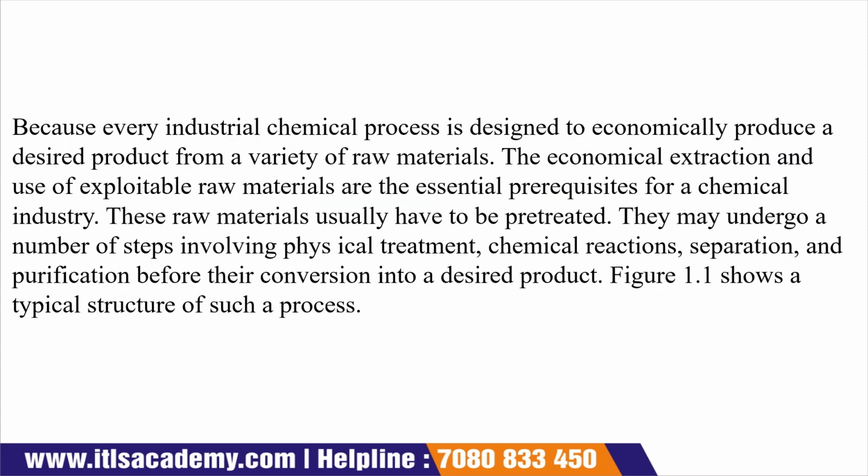Now the next is, because every industrial chemical process is designed to economically produce a desired product from a variety of raw materials. Okay, so what is the main objective of this chemical industry? They have designed their process so that they will convert the raw material into a product, an economic product. This economical extraction and use of exploitable raw material are the essential prerequisite for a chemical industry.